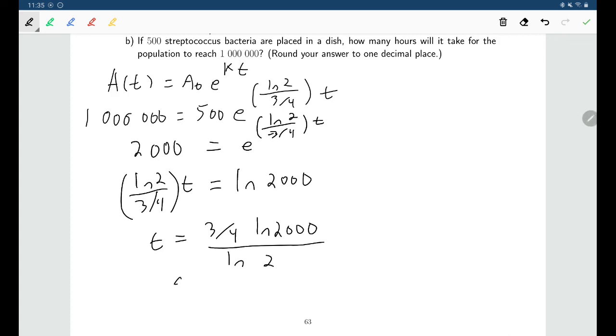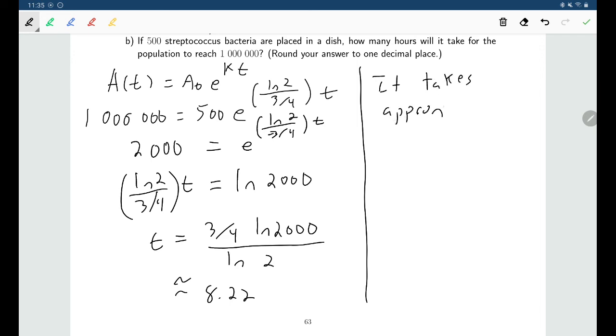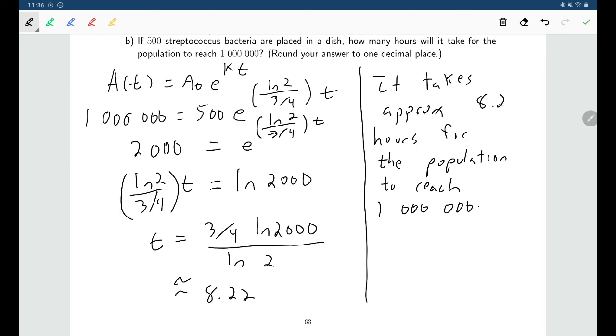and that's about 8.22. So how long will it take my population to reach 1 million? It will take about 8.2 hours for the population to reach 1 million. And then there we go. And so we now have our problem with our Streptococcus bacteria solved.